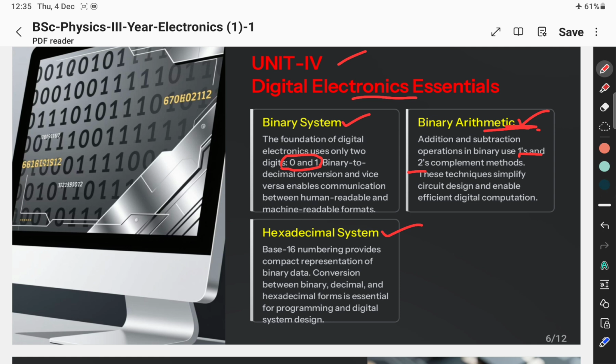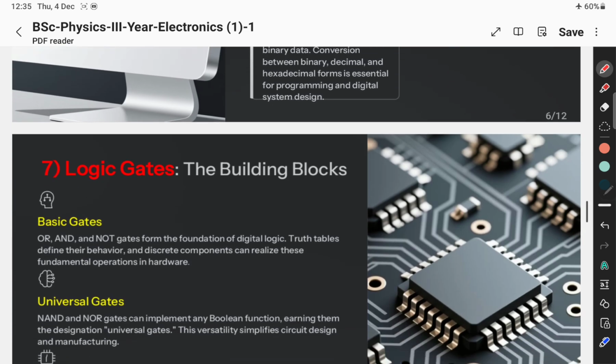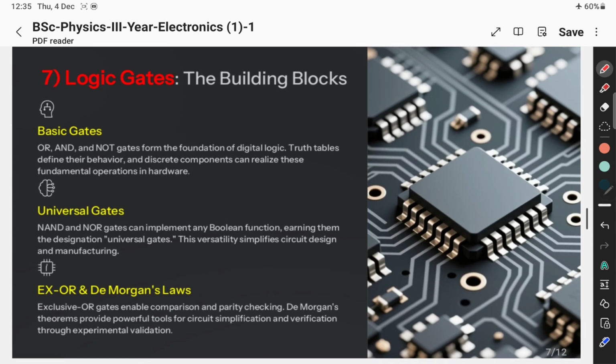Every app that you are using now is running on the binary system only, right? So all these conversions we learn here. Next, coming to the last part of unit 4, that is logic gates, the building blocks.